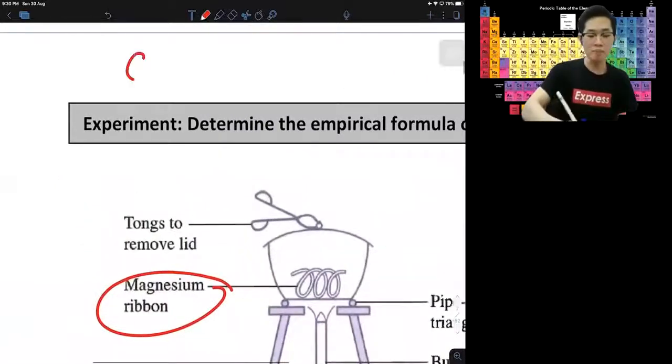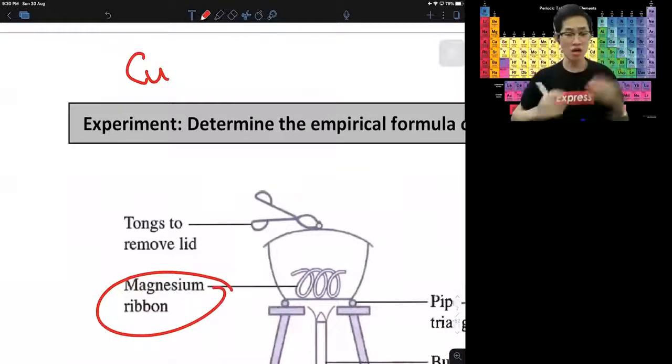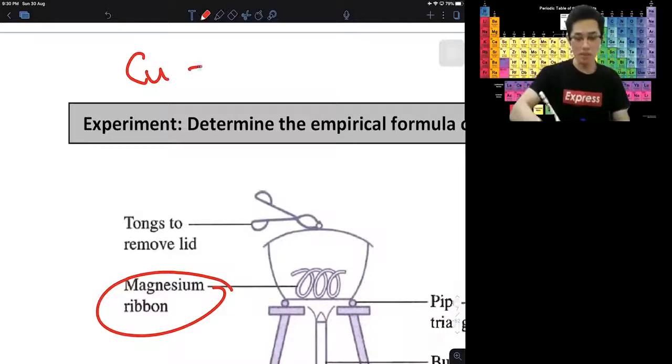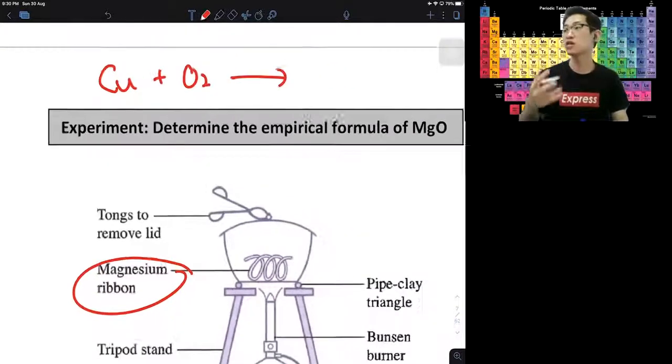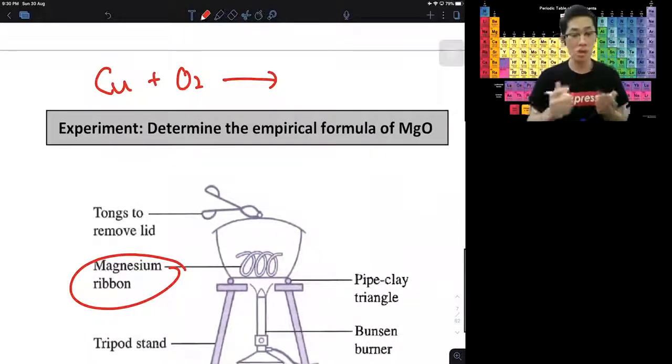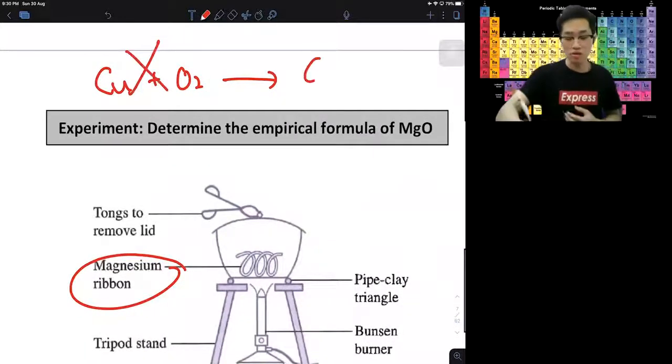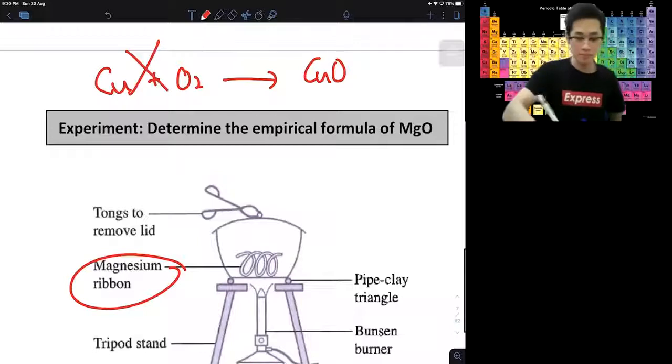Because copper is not reactive. Copper is like iron. If you use a lighter to burn iron, it is not going to react with oxygen and form iron oxide. It will just become hot. It is like you want copper to react with oxygen, you want to burn it in oxygen, nothing will happen because copper is not reactive enough to form CuO like that.